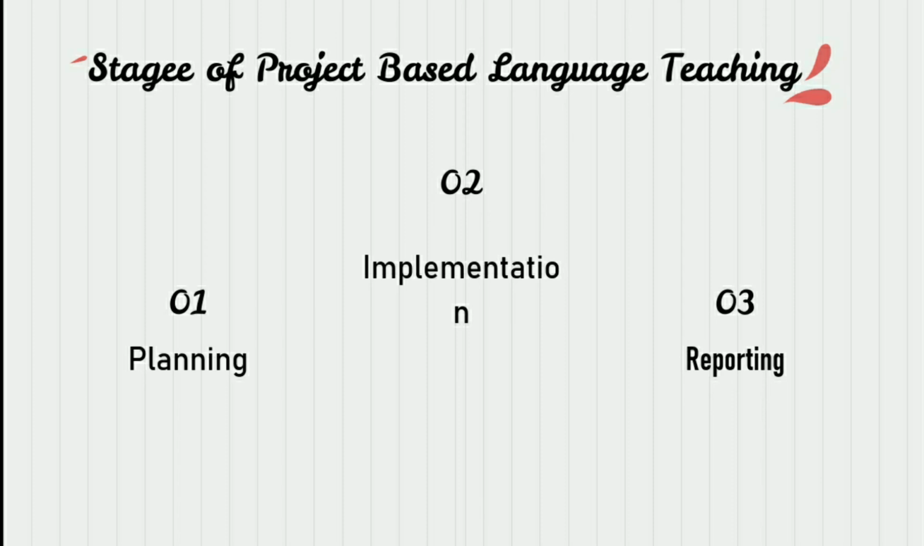Reporting has 2 activities in this stage, namely assessing the project result and evaluating the project as well as the learning activity. The steps are: first, choosing project topic. Second, pre-communicative activity. Third, asking essential questions. 4. Designing project. 5. Creating project timeline. 6. Finishing the project. 7. Assessing the project result. 8.